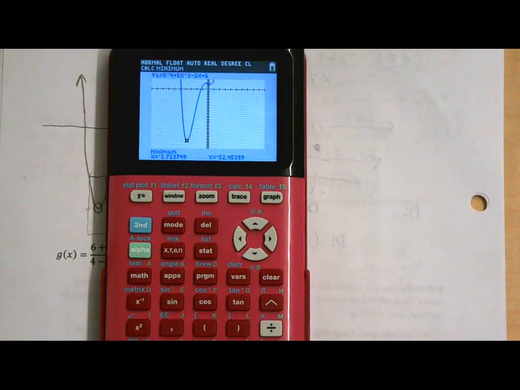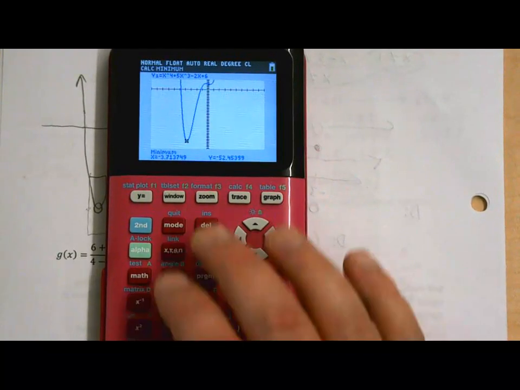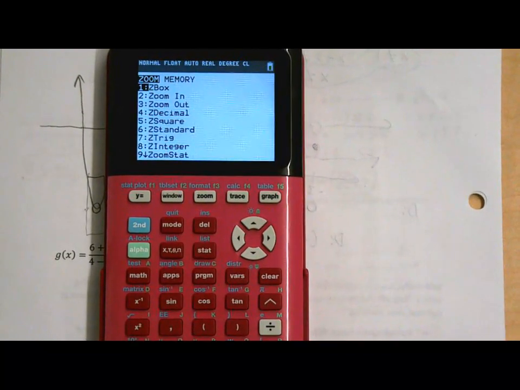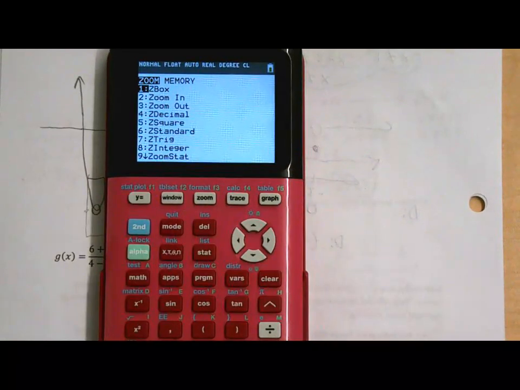Do you guys remember the button that's going to get us back to our standard zoom setting? I'll give you a hint. The first thing you push is the zoom button. And if I'm looking for my standard zoom setting, I go to zoom standard, which is option 6. So zoom 6.